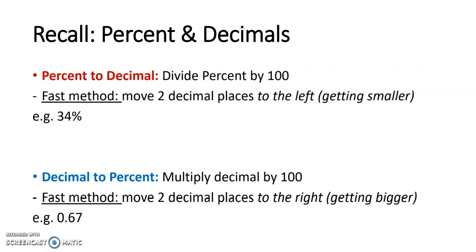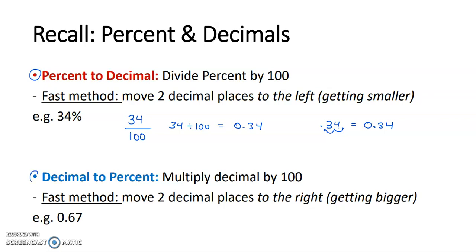If you recall from lesson 3.6, when we want to convert a percent to a decimal, we can divide that percent by 100, and a fast method of that is moving the decimal 2 places to the left. So if we're going to take 34% and change this to a decimal, we can divide this by 100, and on our calculator, 34 divided by 100 is equal to 0.34. We can also just take this 34% and move the decimal 2 places to the left, getting to 0.34 using the fast method.